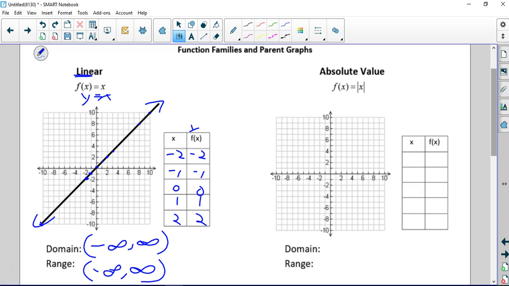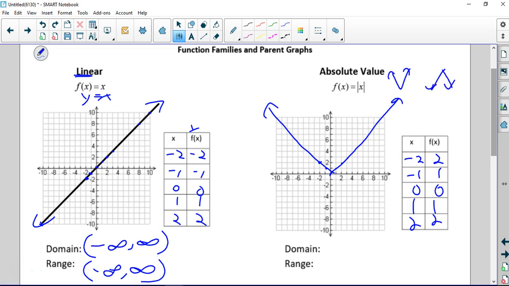Absolute value. I'm going to use the same numbers. Negative 2, negative 1, 0, 1, 2. Well, the absolute value of negative 2 means how far away from 0 is negative 2. There's 2 spaces. And 1 and 0 and 1 and 2. Okay? So when we put this on here, we get a V for absolute value. V for absolute value. And it's always going to be this shape.